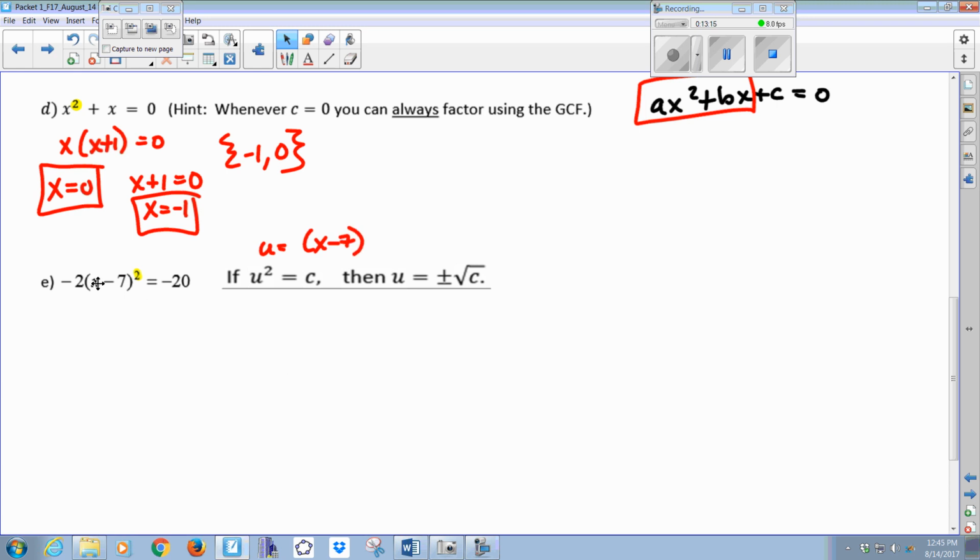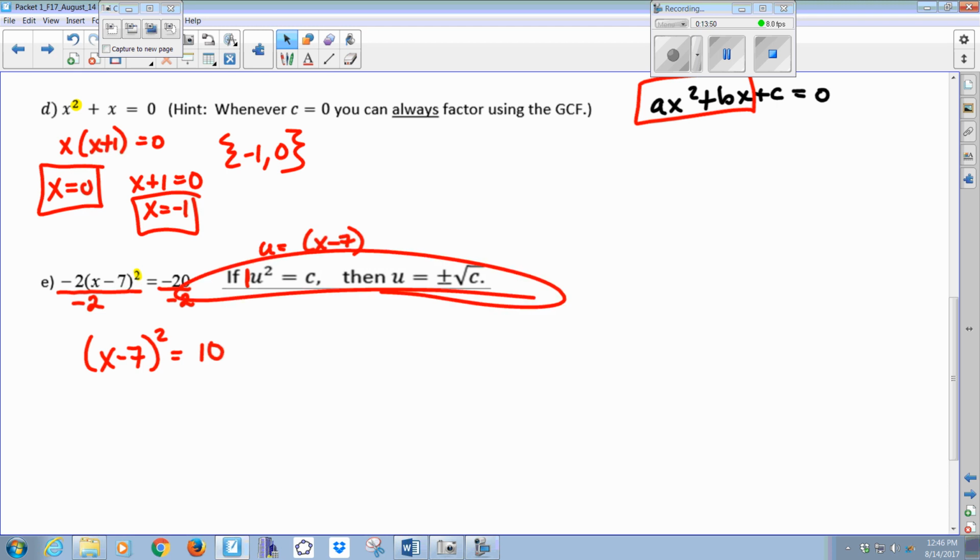The problem is that there's a number multiplying u squared here, multiplying the quantity x minus 7 squared. And in this square root property, notice we have a 1 out here. So the first thing you have to do whenever you're using the square root property on equations like this is that you want to divide both sides by whatever that number is that's multiplying the perfect square. We call that number -2, and that's called the coefficient. So now we have x minus 7 squared equals 10. And now you're all set to use your square root property.